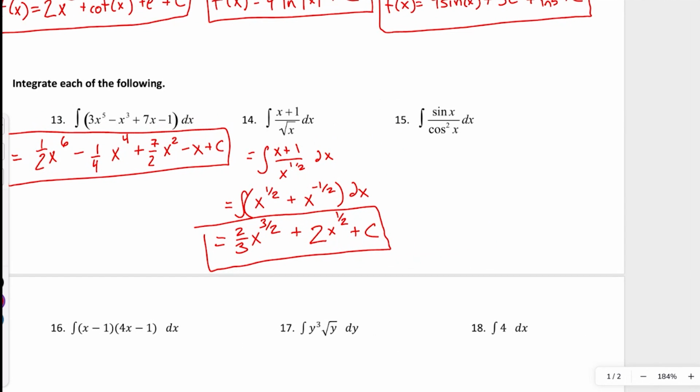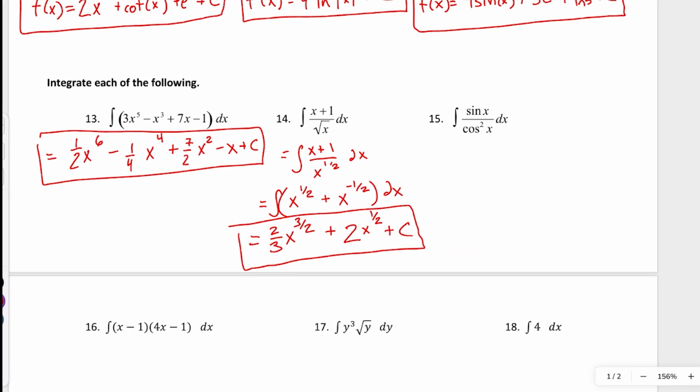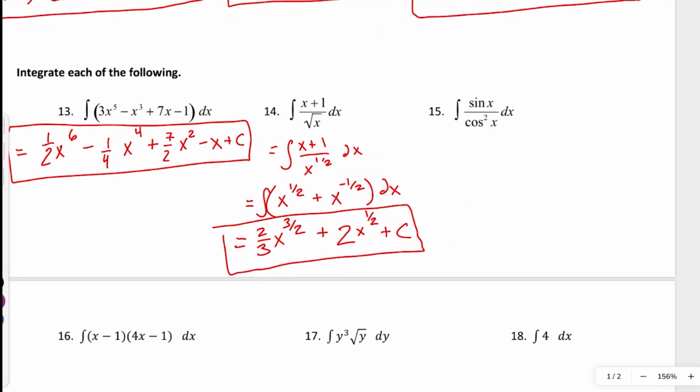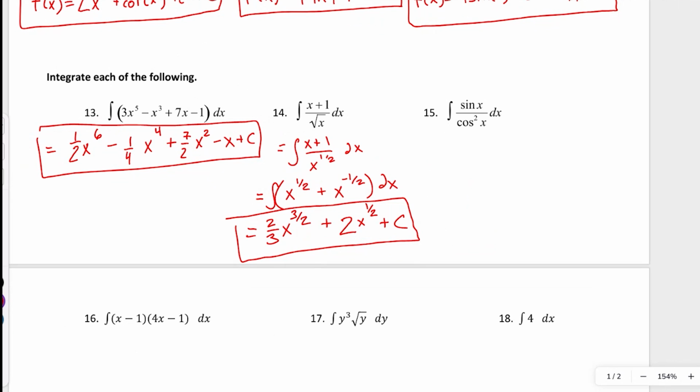Number 15. I think we saw a problem very similar to this. Was it on the notes? I think maybe the last homework had a problem kind of like this. And basically what we're going to do here is try to rewrite this as a product instead. There's two ways we could approach this. One is to write this as a product.